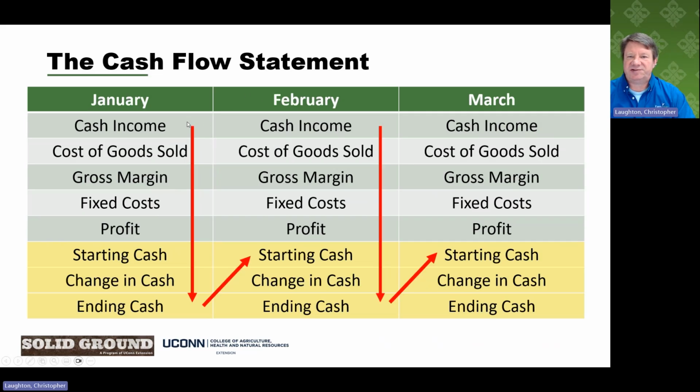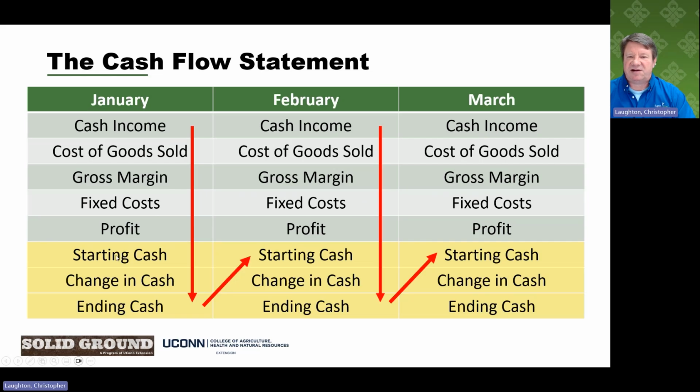So for Chris's greenhouse, for January, let's say he sold some CSA shares. So we had $1,000 cash income. Cost of goods sold was zero because he hadn't done anything yet. Everything's frozen. So gross margin will be $1,000. Fixed costs, let's say he had a loan payment and he had to pay his insurance bill at the beginning of the year. So let's call that $600. Profit would be 400. 1,000 minus 600 is 400.